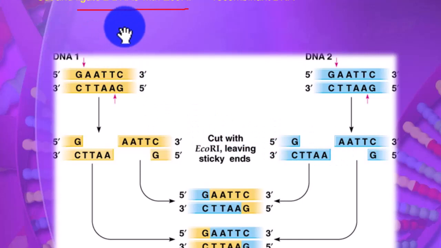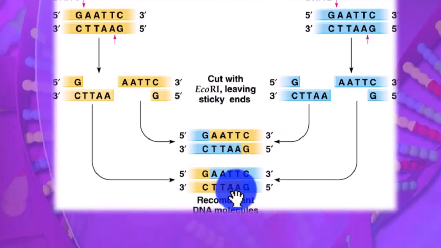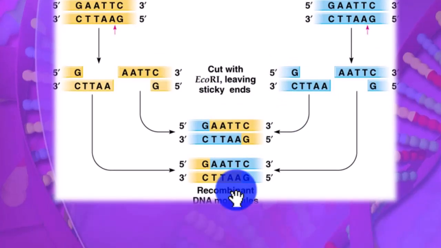Ligate the two DNAs cut with EcoR1 to make recombinant DNA. Here we cut with EcoR1, leaving sticky ends, and we ligate the preferred DNA we need to clone, and here is the recombinant DNA molecule.